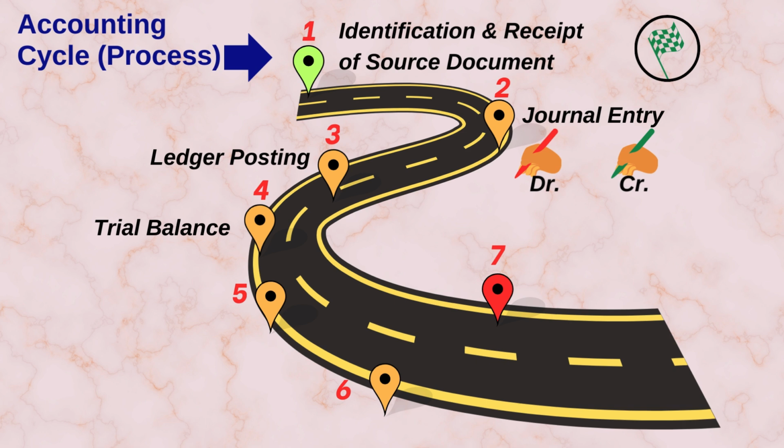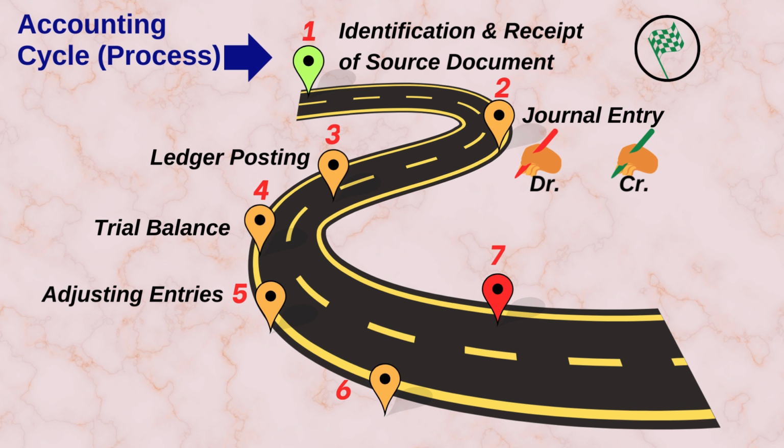After preparing the trial balance, adjusting entries are made to update certain accounts to reflect accruals, deferrals, depreciation, and other adjustments necessary for accurate financial reporting. These adjustments ensure that revenues and expenses are recognized in the correct accounting period and that the financial statements reflect the true financial position and performance of the business.